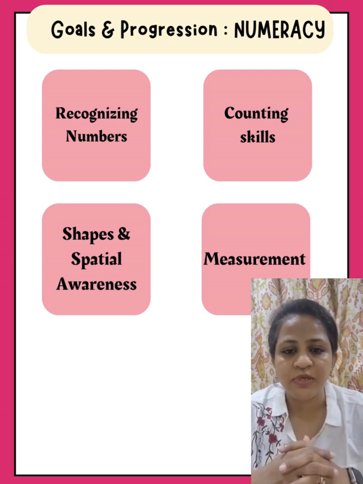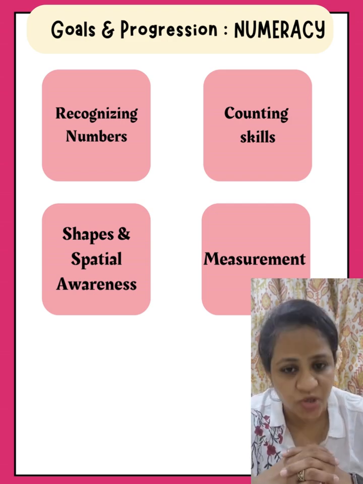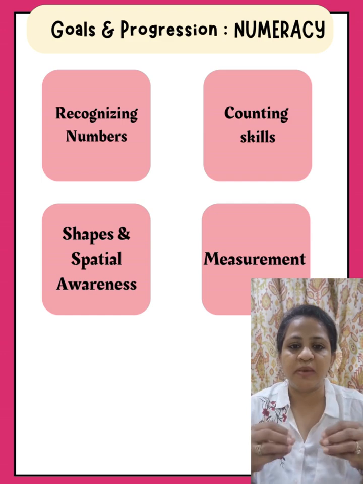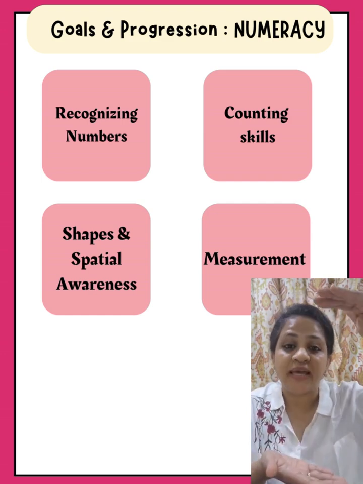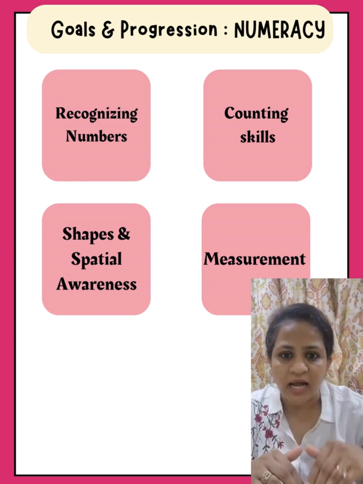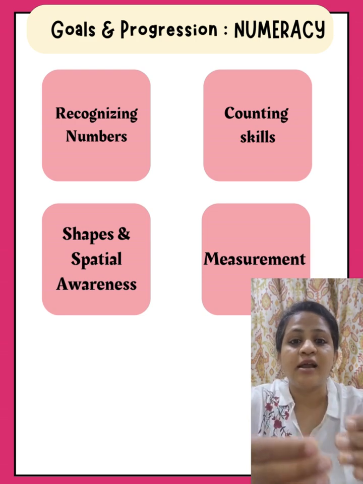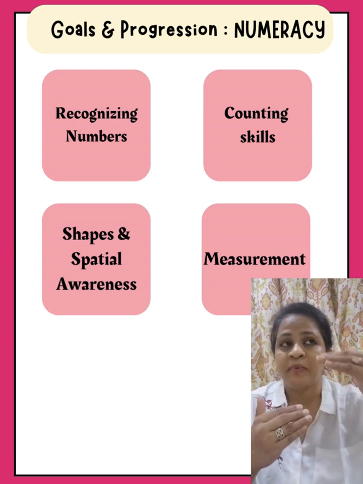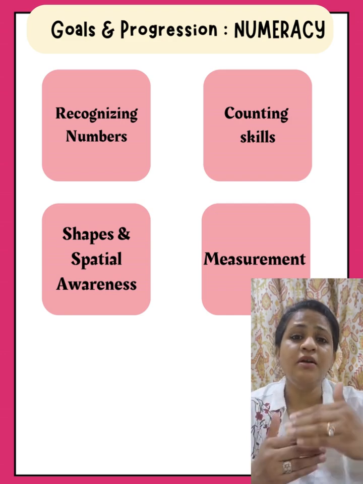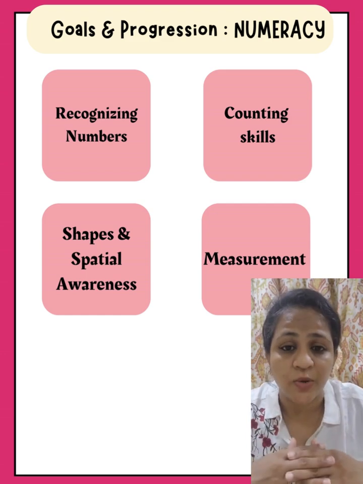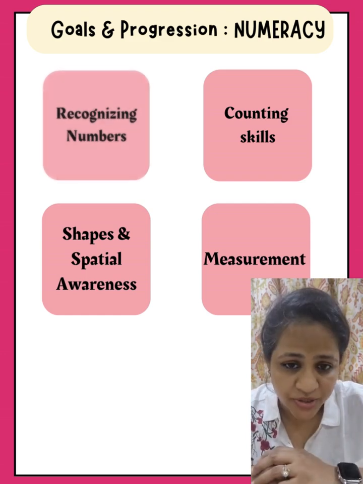And the last is measurement, which we aim to focus on. Here the child knows the difference between big and small, the difference between up and down, the difference between far and behind. These are the basic concepts and goals that we aim to achieve through this annual plan when it comes to numeracy.